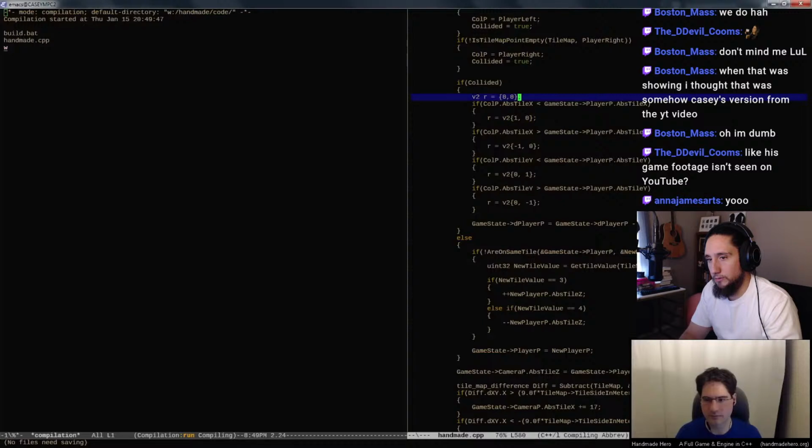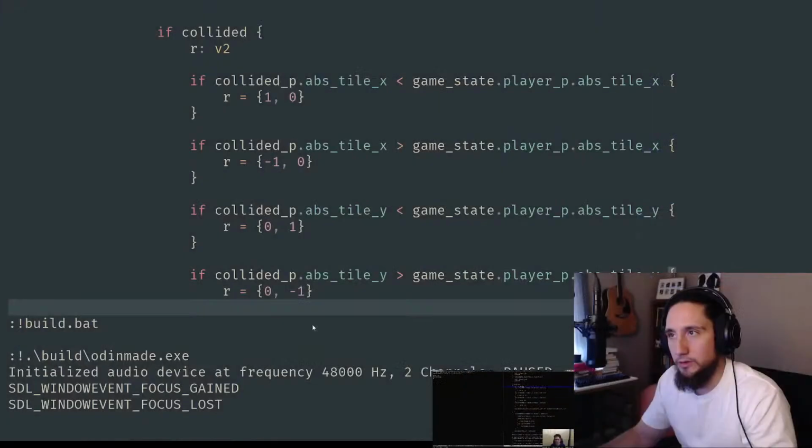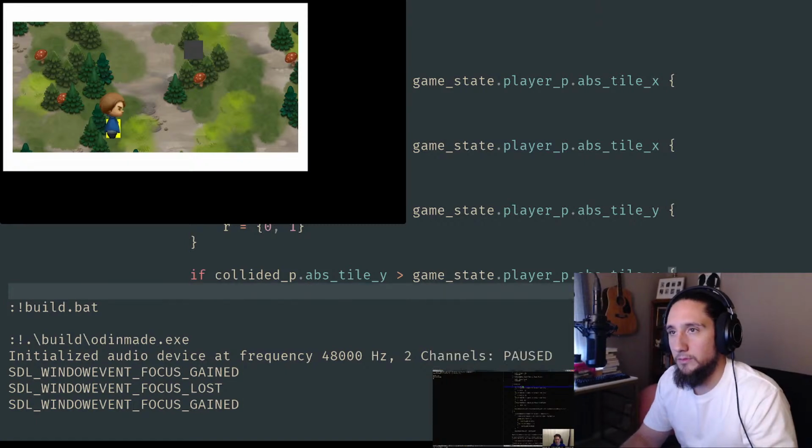So we build and run. And now we can bounce off of any wall. Looks like I was right. Whoops, didn't switch this over. So that feels good. I know which direction X and Y go in.